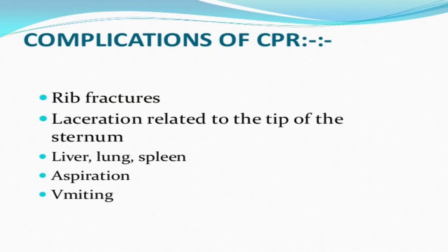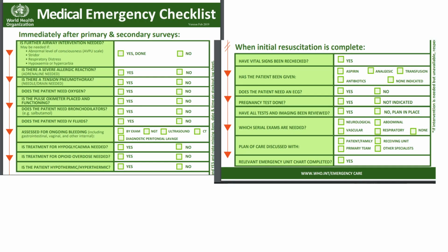Certain complications of CPR are quite possible. The complications could be rib fractures, laceration over the surface of the chest, injury to the liver, lungs, spleen, etc. Aspiration or vomiting also can occur during CPR, which can be considered complications of CPR.